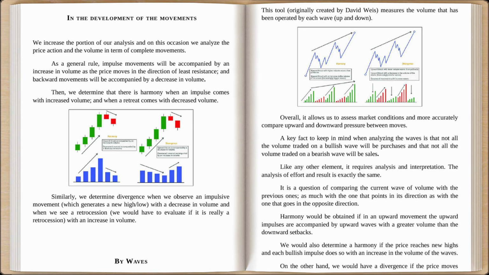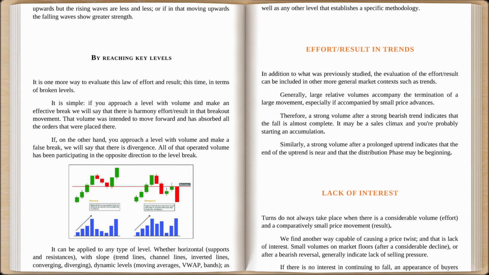We would also determine a harmony if the price reaches new highs and each bullish impulse does so with an increase in the volume of the waves. On the other hand, we would have a divergence if the price moves upwards but the rising waves are less and less, or if in that moving upwards the falling waves show greater strength.